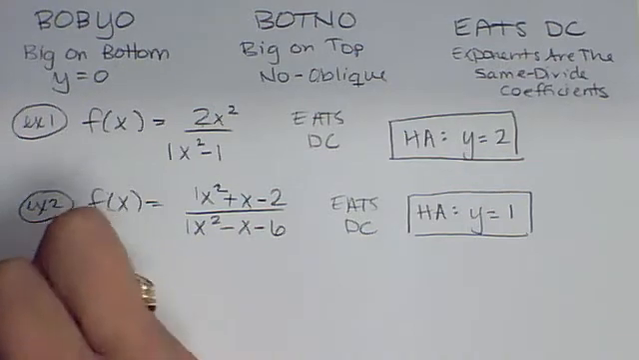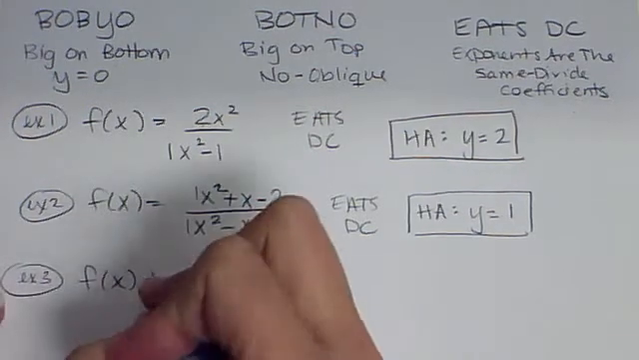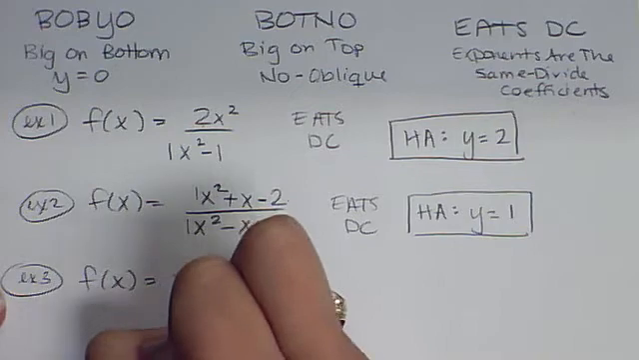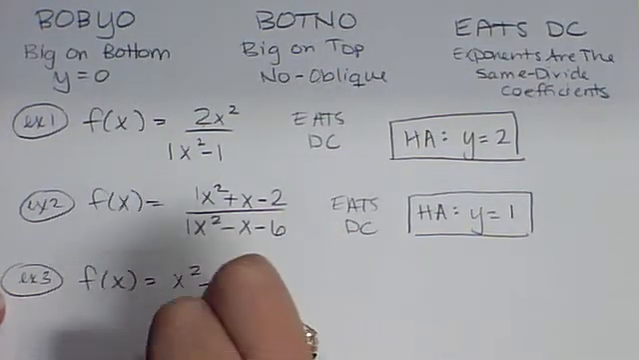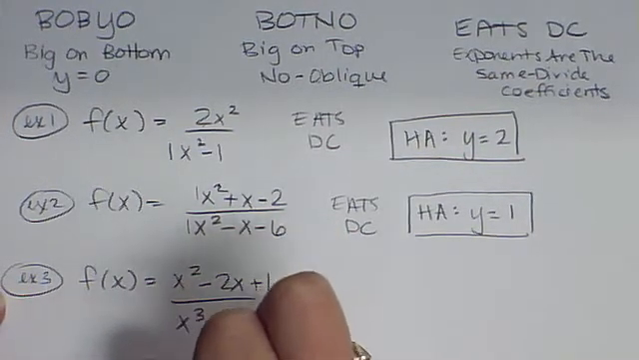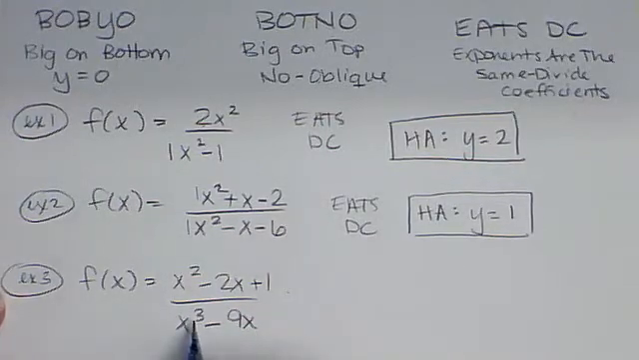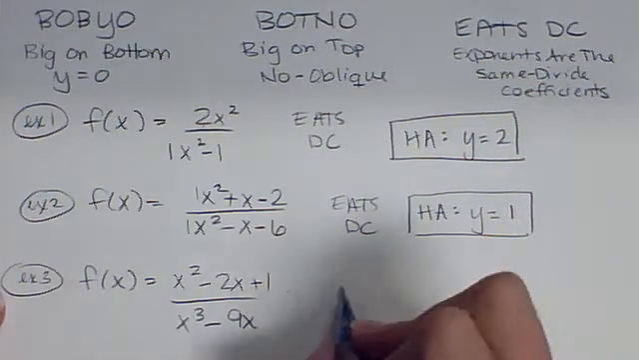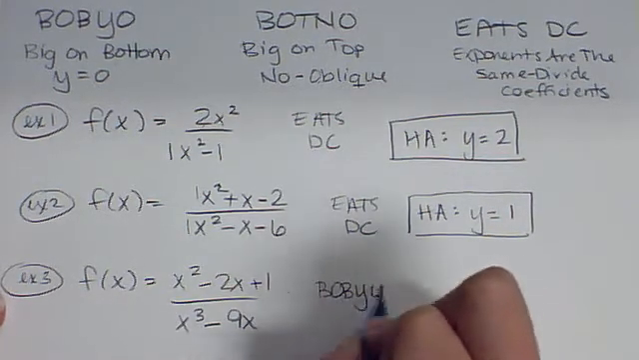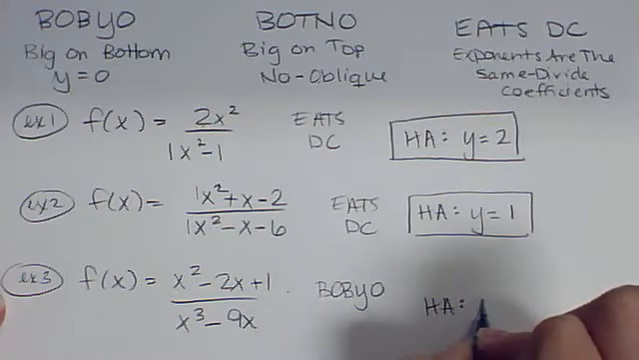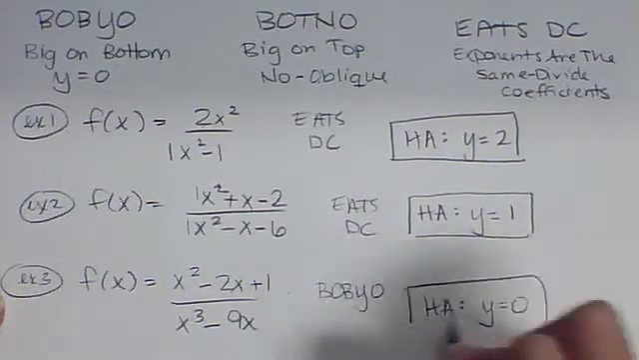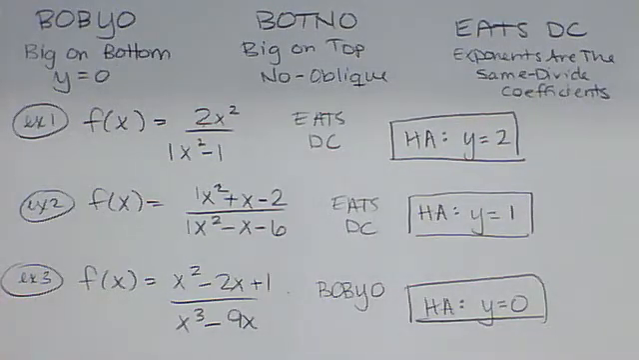Example number 3. f of x equals x squared minus 2x plus 1 over x cubed minus 9x. This one, the exponent on the bottom is 3, the exponent on the top is 2, so big on bottom. So this is Bobbio. And when it's big on bottom, the horizontal asymptote is automatically y equals 0. Nothing else to do, nowhere else to look, nothing to worry about there. If the bigger one's on bottom, the horizontal asymptote is y equals 0. Okay, let's look at another case.